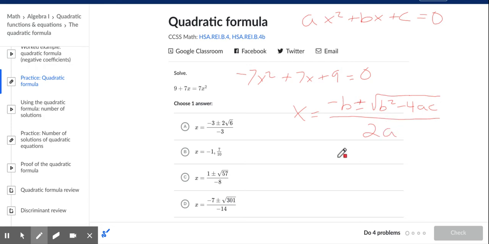And if you sing that to yourself in your head while you're trying to remember this formula, it's really helpful. So let's do it again.